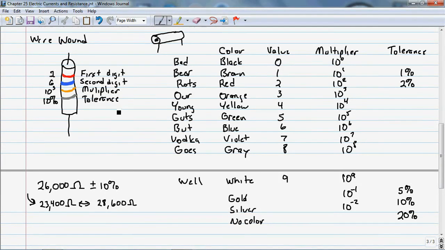But this is how you read resistance values, and you'll be needing this for one of your labs, or actually three of your labs. You're going to need to be able to read these resistance values off of the bands for your labs.